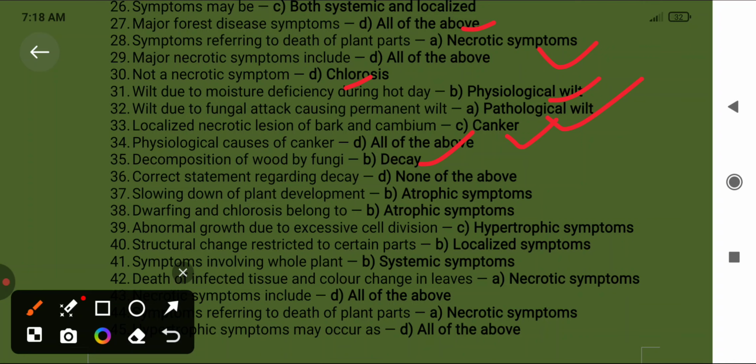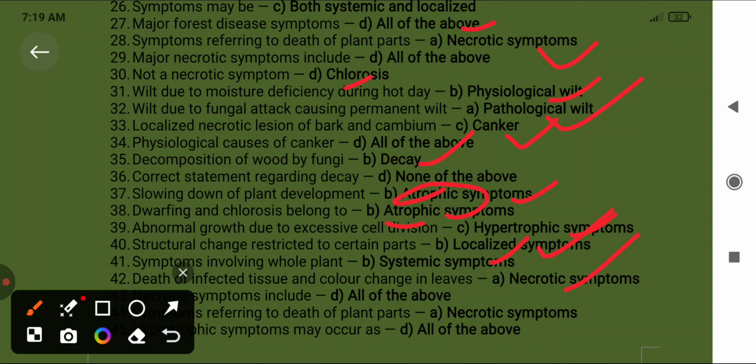Slowing down of plant development is atrophic symptoms. Dwarfing and chlorosis belong to atrophic symptoms. Abnormal growth due to excessive cell division is hypertrophic. Structural change restricted to a certain part is localized symptoms. Symptoms involving the whole plant are systemic symptoms.